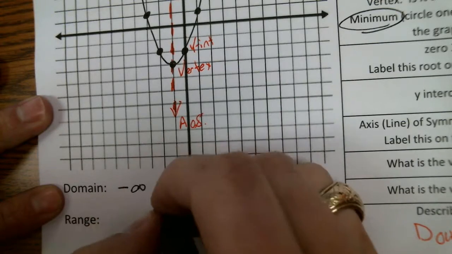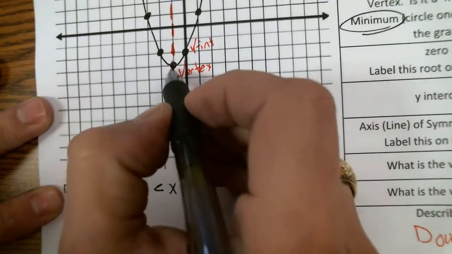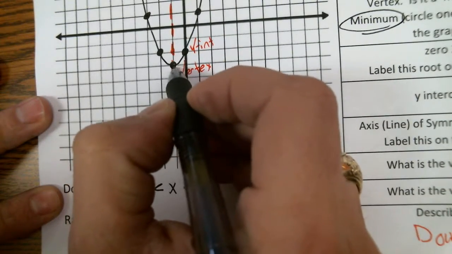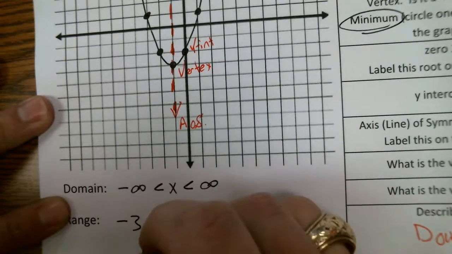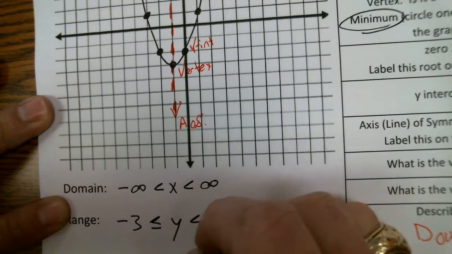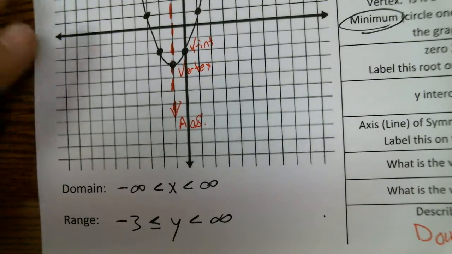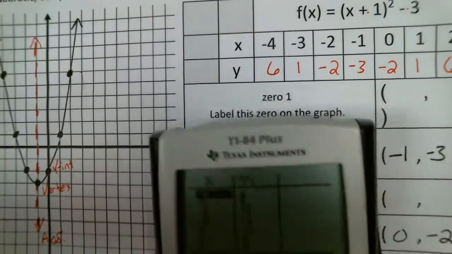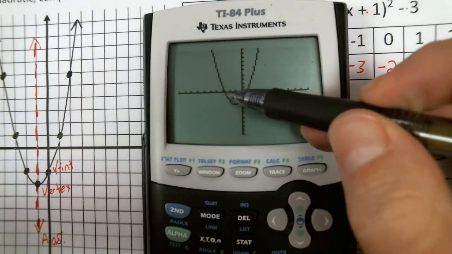We still have our domain and range. Domain is going to be the same thing. My range, the lowest point is my vertex, which is on the y-axis at -3. So -3 is less than or equal to y, which is less than infinity. And I still need to find my zeros. That's okay. I still have my graph here. I know this is one answer and this is one answer.